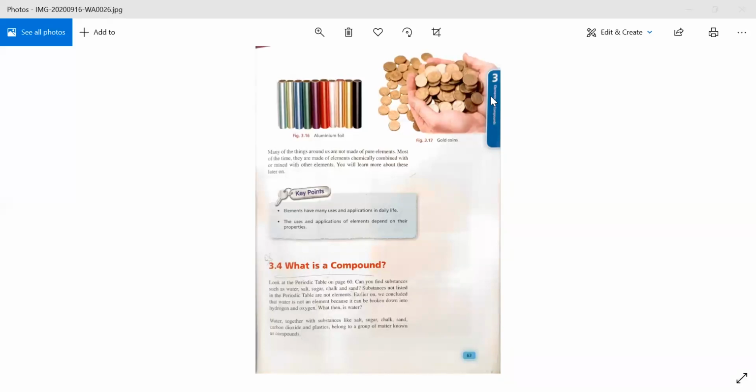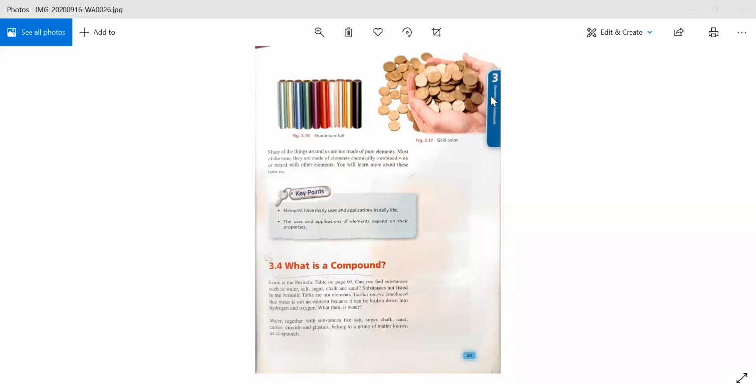Look at the periodic table on page number 60. Can you find substances such as water, salt, sugar, chalk, and sand? Substances not listed in the periodic table are not elements. Earlier on, we concluded that water is not an element because it can be broken down into hydrogen and oxygen. What then is water? Water, together with substances like salt, sugar, chalk, sand, carbon dioxide, and plastics, belong to a group of matter known as compounds.